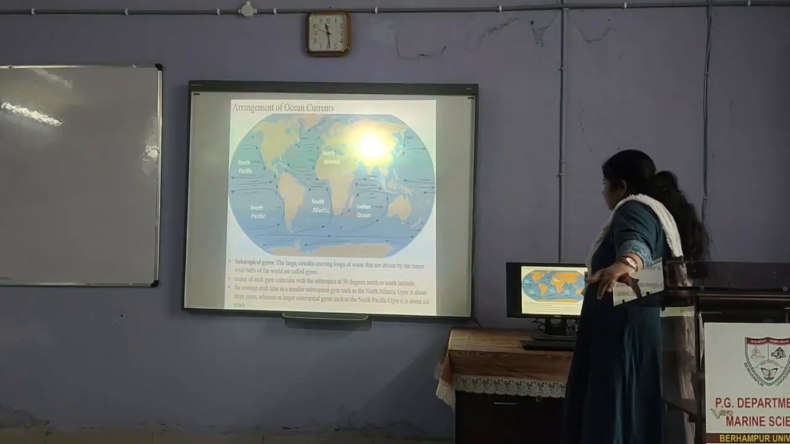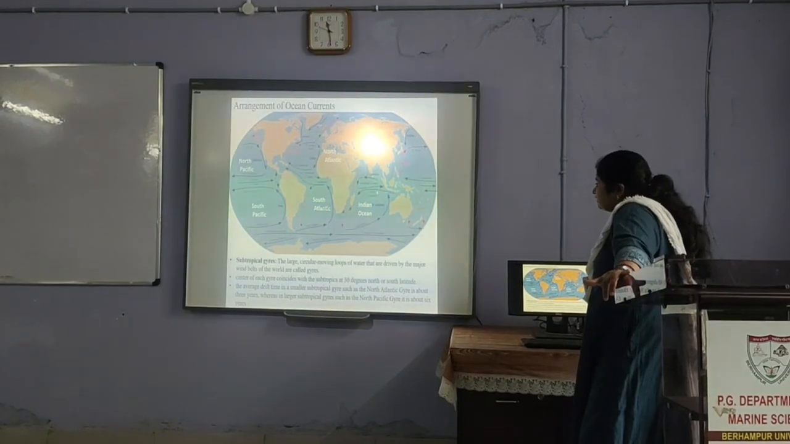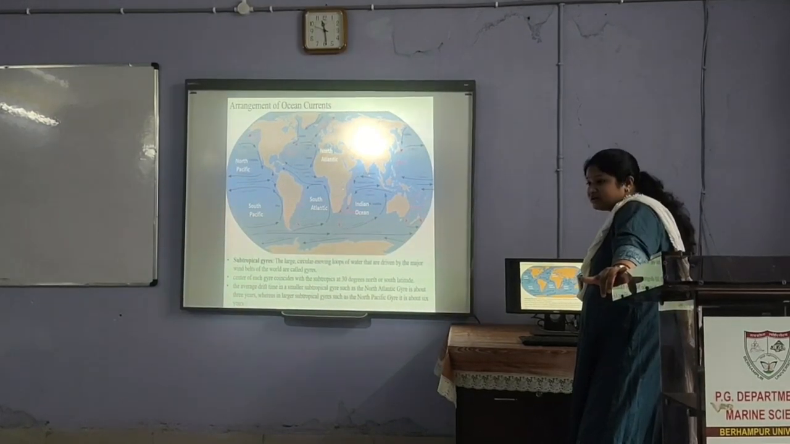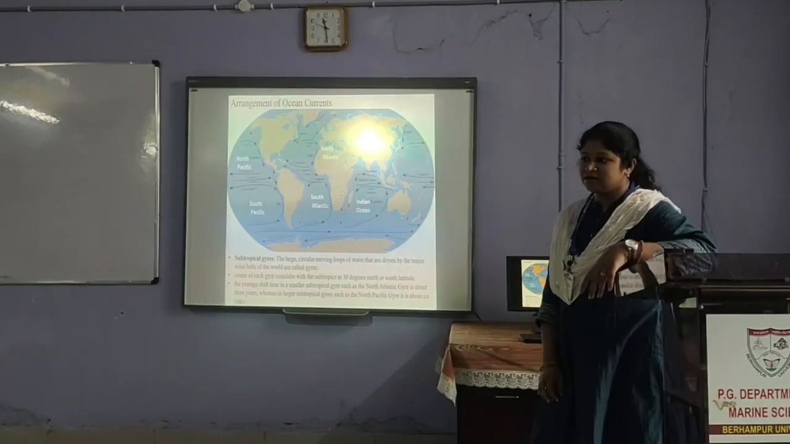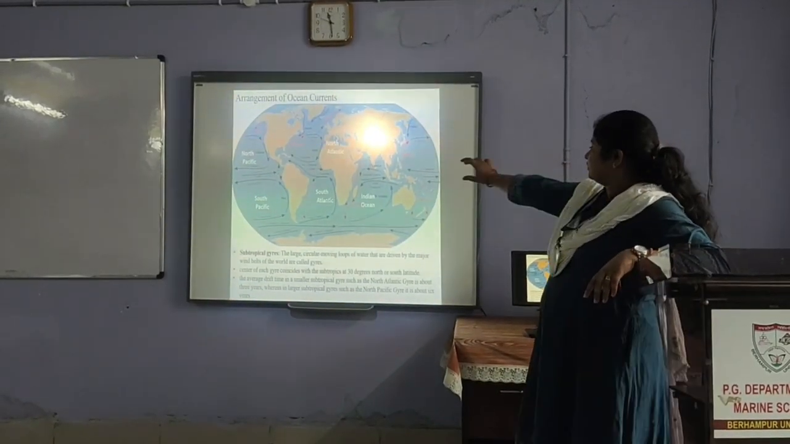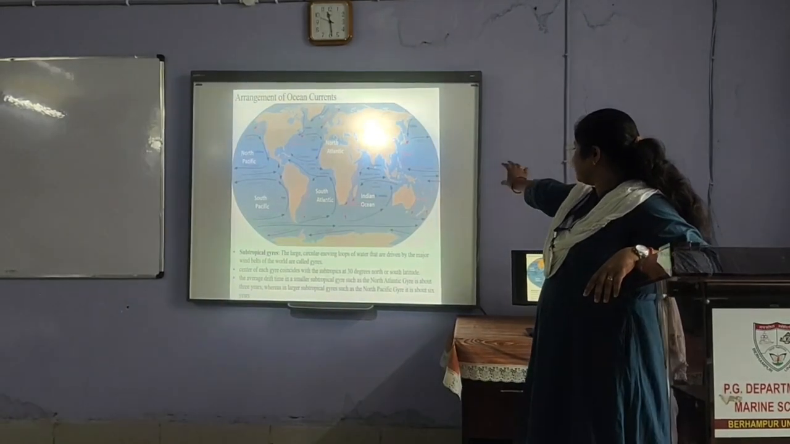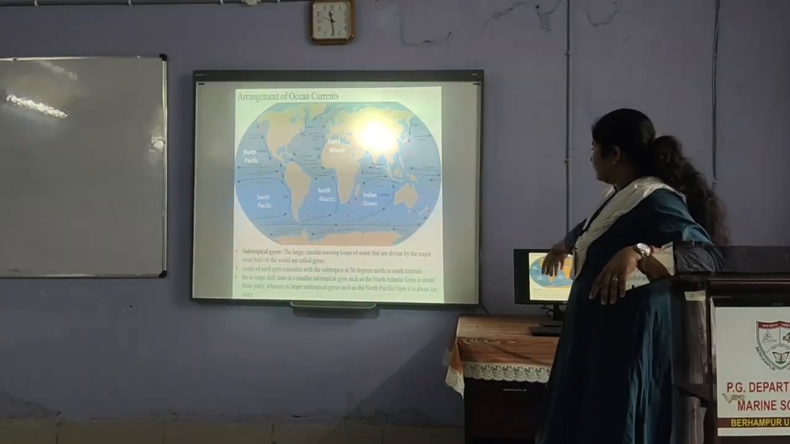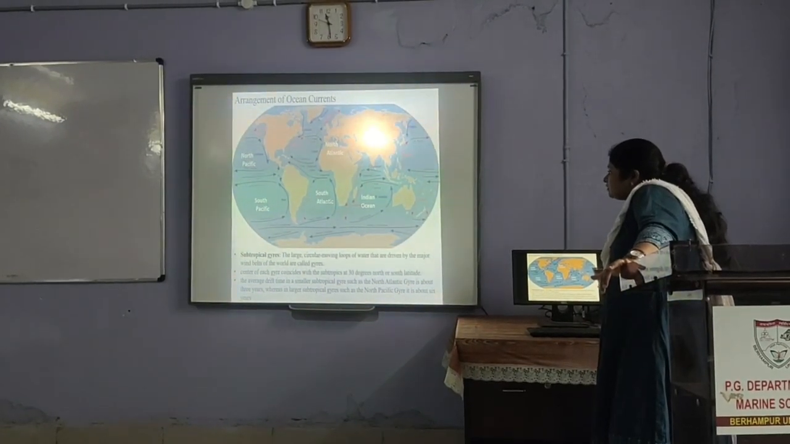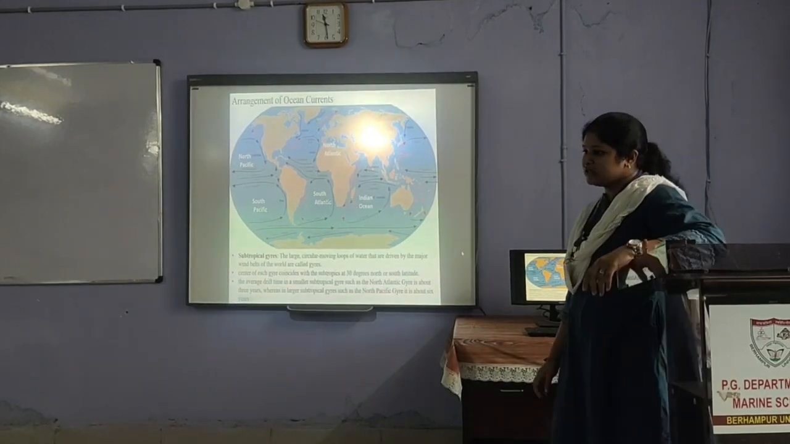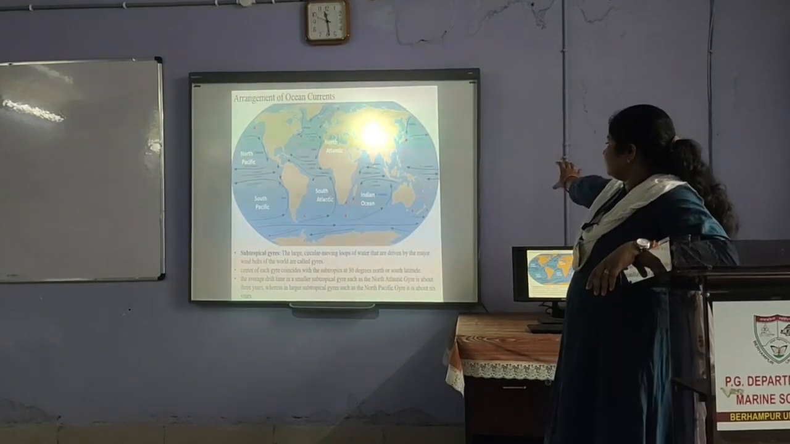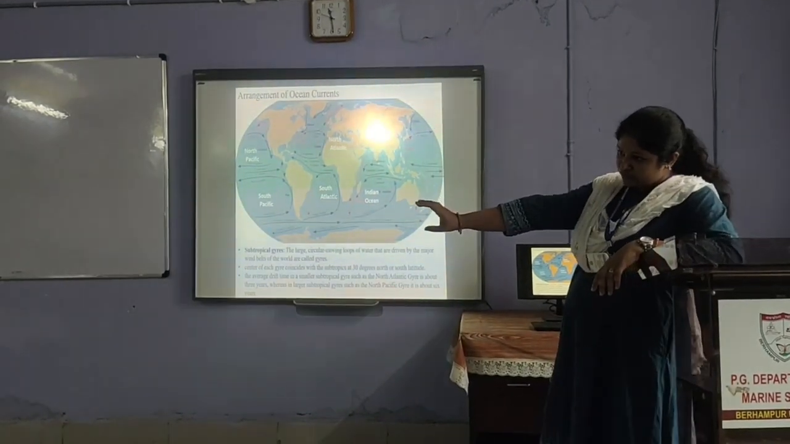So in this figure, you can figure out these are the currents. There are 3 colors: black, red, and blue. Basically, wherever there is a black color, it is going in the same direction. See, in the equator, these are all equatorial currents. The equatorial current always flows from east to west.